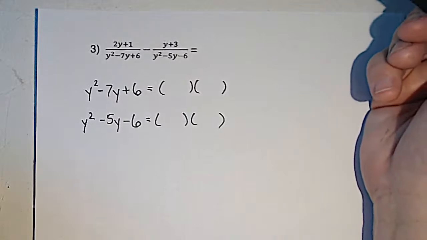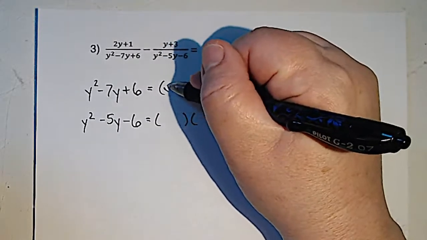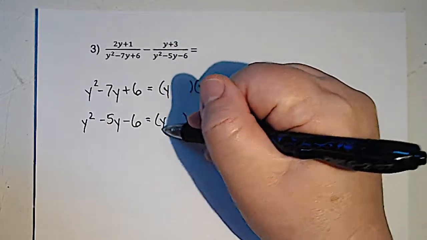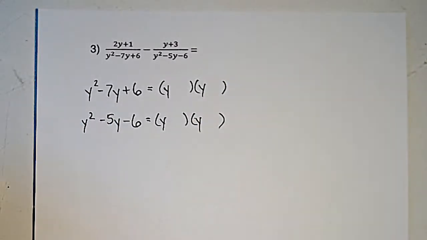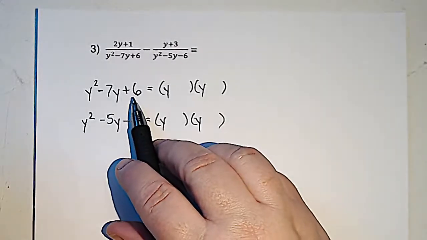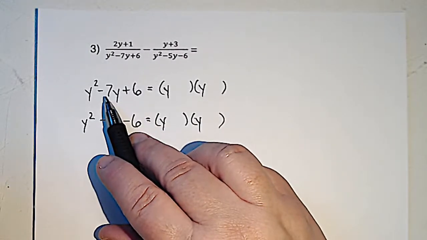Okay, so I'm going to use trial and error. This is y and y. This one's y and y. I know that because of the y squared. So I'm going to start with what I know and hope that the world ends before I have to solve this. No, I'm kidding. I need two numbers that multiply to positive 6 but add to negative 7.